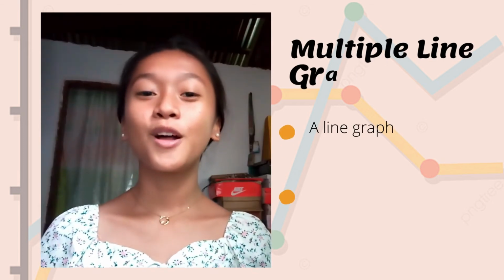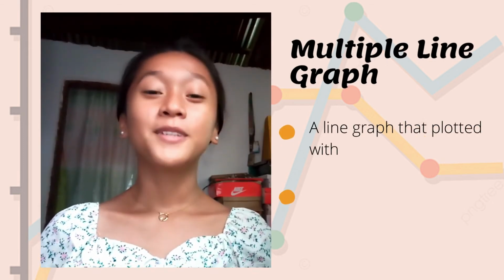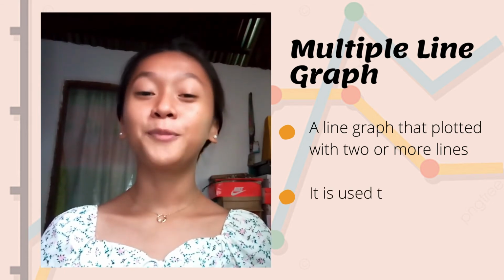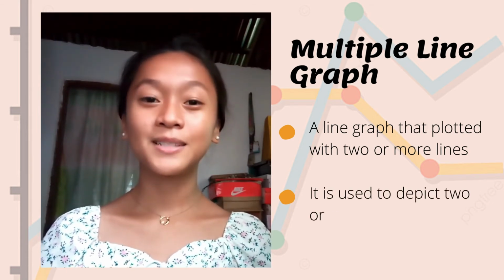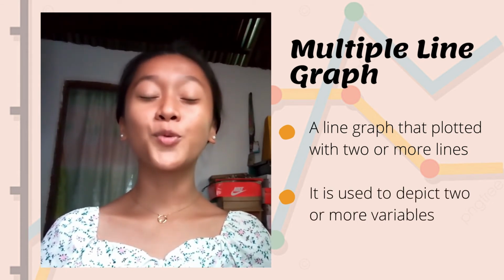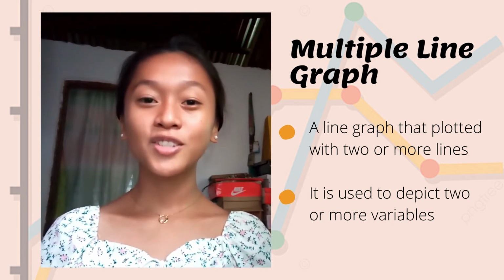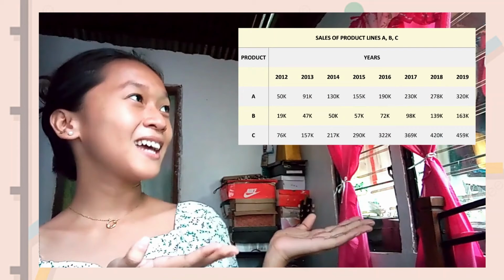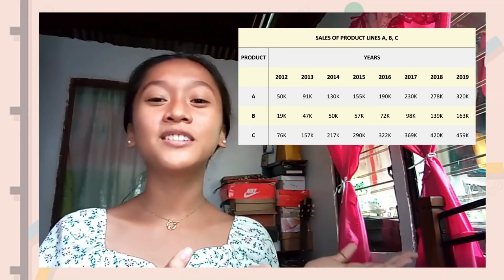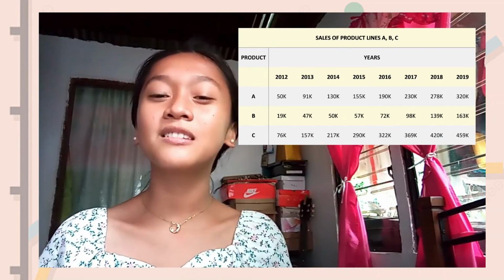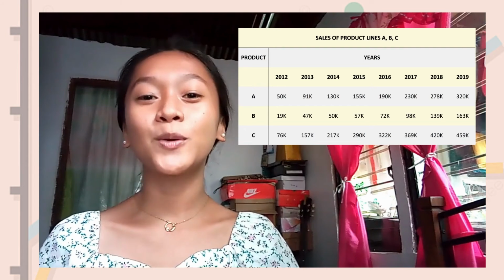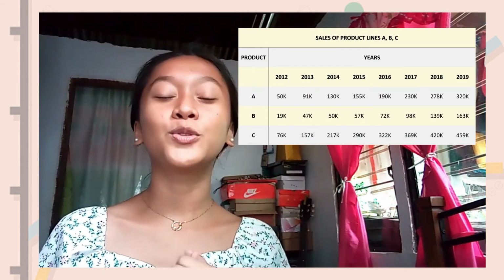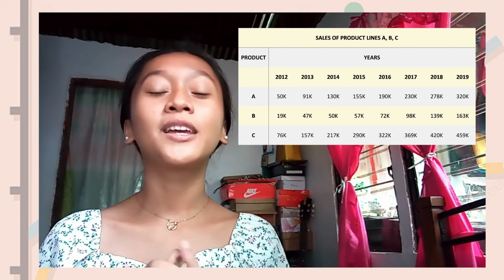Another example of a broken line graph, but this time it is a multiple line graph, a line graph that is plotted with two or more lines. It is used to depict two or more variables that change over the same period of time. So as you can see at my side, it is a tabular data of sales of product lines A, B, and C from 2012 to 2019. This is the data that I am going to use to show you a multiple broken line graph.